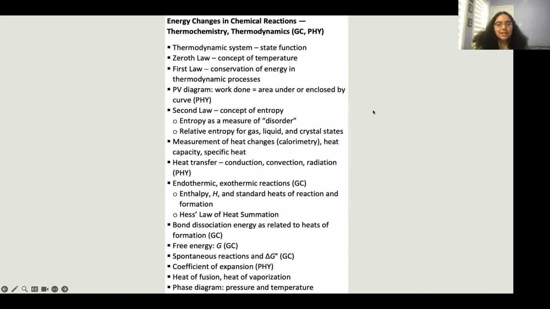And this is what they say, but also at the top there it says GC in physics. So some of this technically falls under Gen Chem, like the bottom parts, but the more physics part is the PV diagrams. So work is the area under or enclosed by a pressure volume curve. So if pressure and volume are your two axes, you can find work from there. Heat transfer is also good to know, which is going to be on the slide. And then coefficient of expansion.